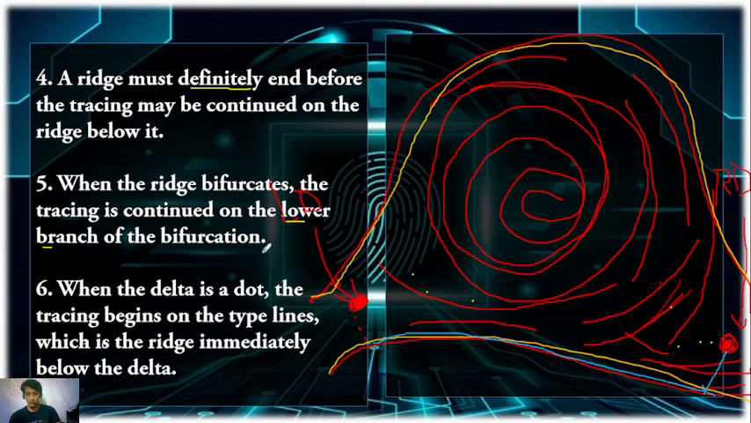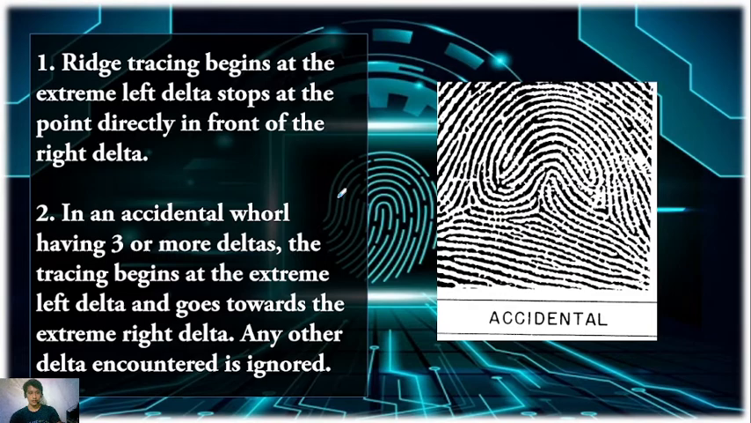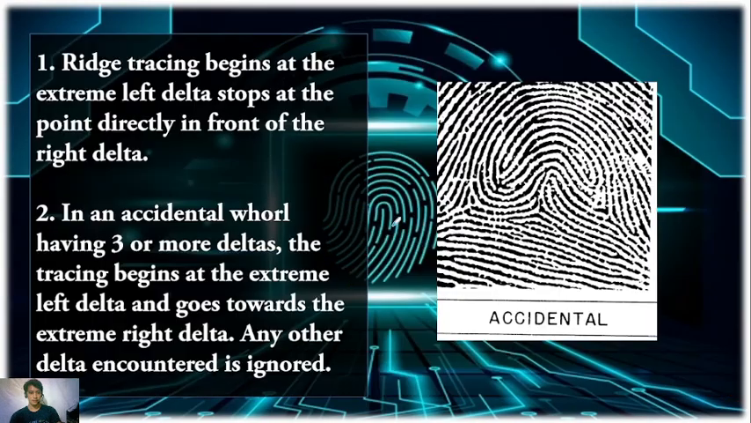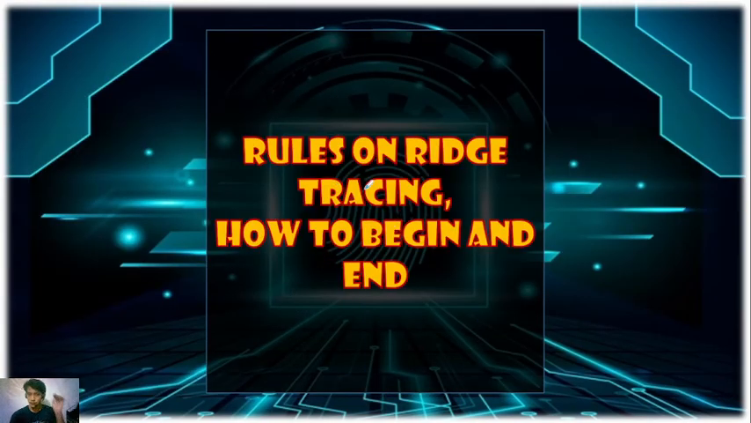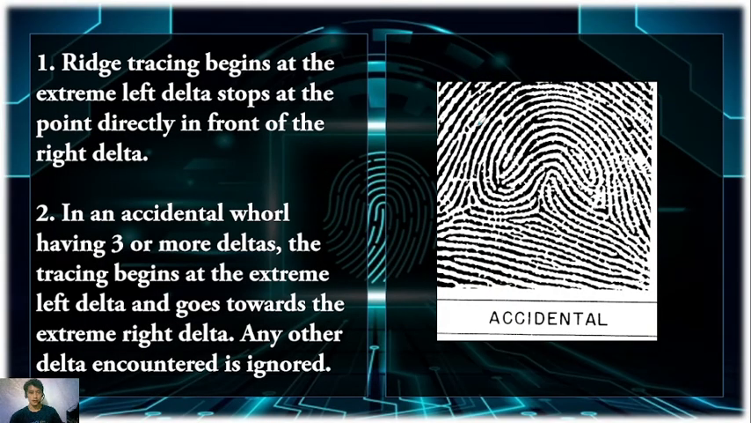Can you take note of those things? Okay, so with that, we have here the rules on ridge tracing and how to begin and end. This is the procedure, or the basic rules or general rules. So we have some additional rules, or specific rules, when it comes to ridge tracing. So let's try to have an illustration with regards to different types of whirls. Kasi sabi nga natin, napakaraming klase ng whirls. Merong accidental, merong central pocket, merong plain whirl.